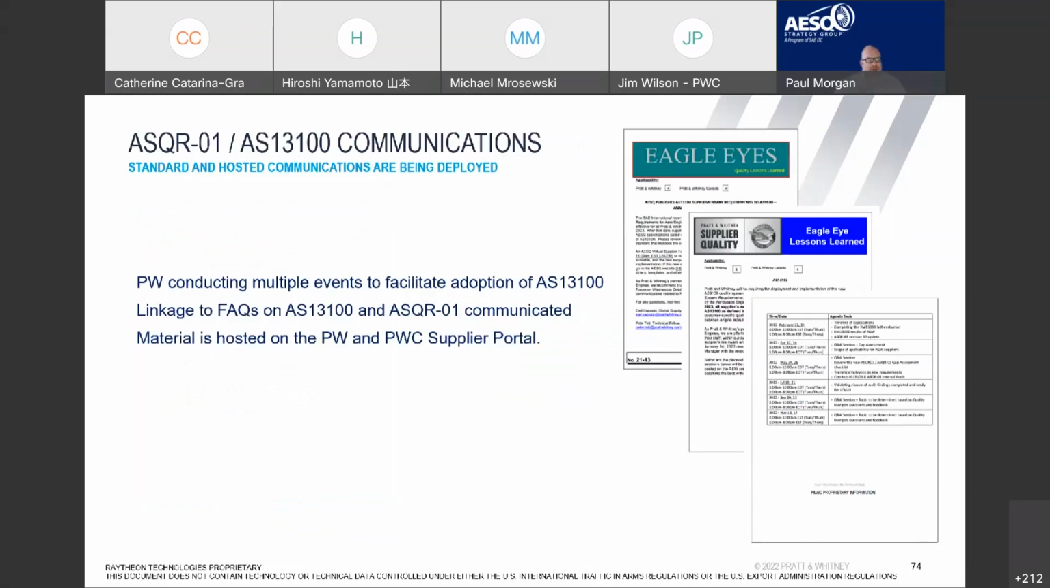Another element here is, well, how do we spread the word? How do we communicate? And so for Pratt & Whitney, those of you who work with us, you're familiar with the Eagle Eyes. You are familiar with our supplier portal, and the material is hosted on both the Pratt & Whitney and the Pratt & Whitney Canada supplier portal.